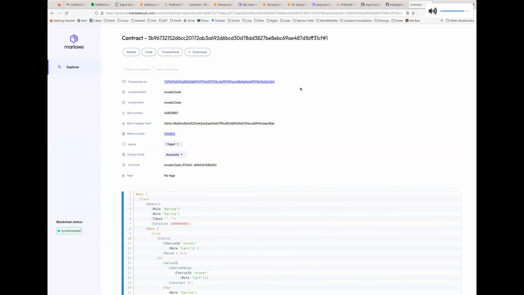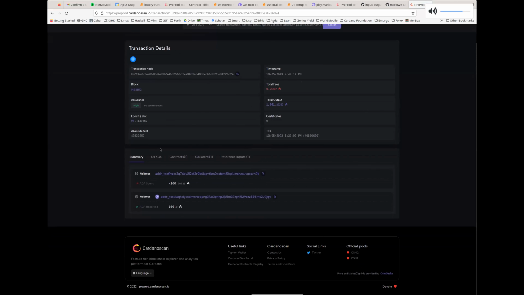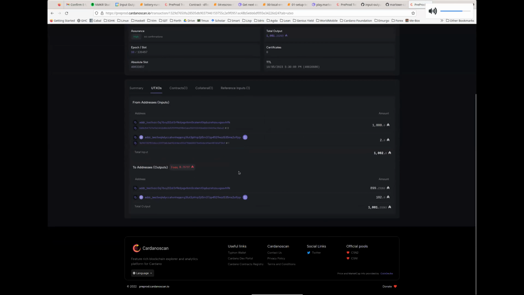There's one more thing I wanted to show you. This was the transaction that we know that Robertino should have transmitted. If we click on that, we are on Cardano scan and can look at the transaction. And I think that's also interesting.